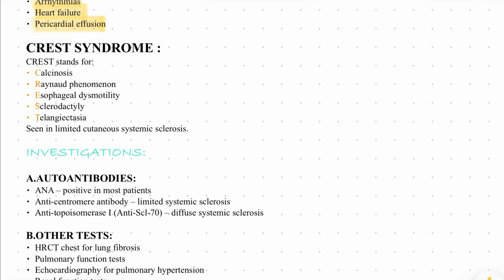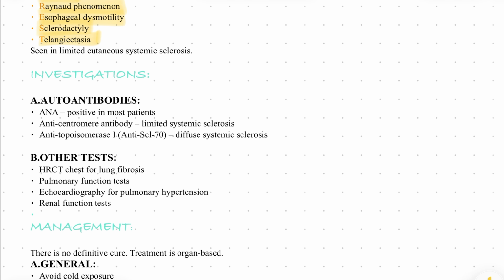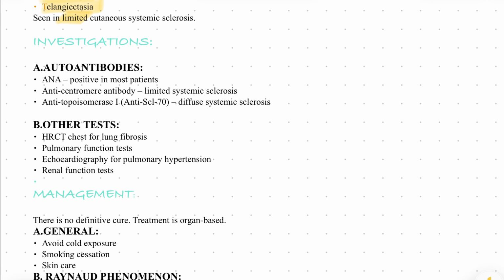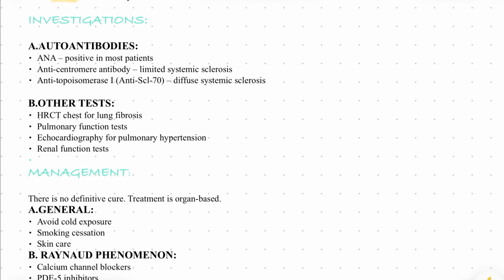Then coming to, as I said, CREST syndrome will be associated with the limited type. CREST stands for calcinosis, Raynaud's phenomenon, esophageal dysmotility, sclerodactyly, telangiectasia. Then coming to investigations, we have mainly two modalities, autoantibodies and other tests. In autoantibodies, ANA is positive in most patients. Anti-centromere antibodies will be specifically positive in the limited form. Anti-topoisomerase 1 will be specific for diffuse. You need to remember anti-centromere is specific to limited and anti-topoisomerase 1 is specific to diffuse. I hope that is clear.